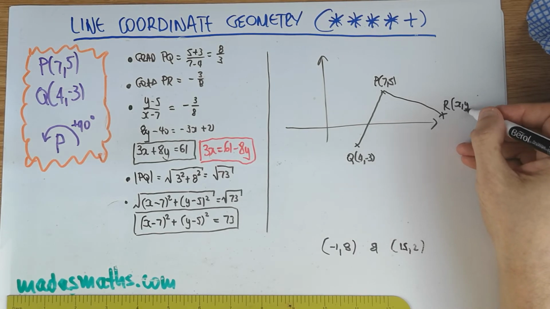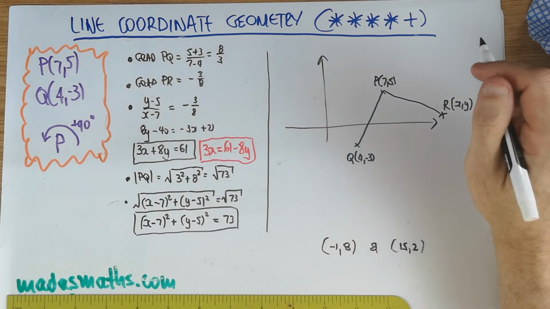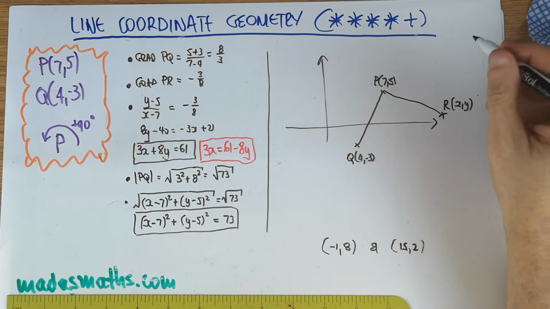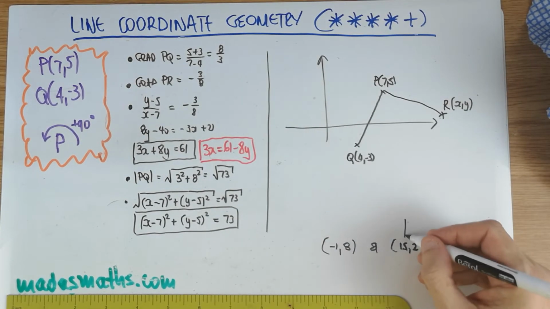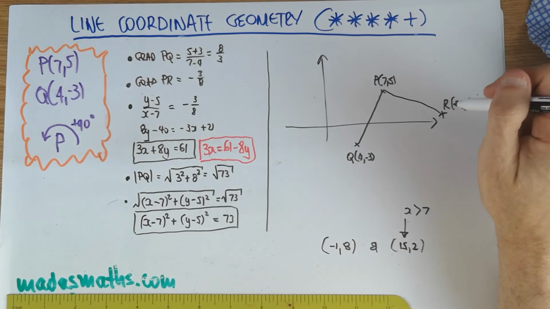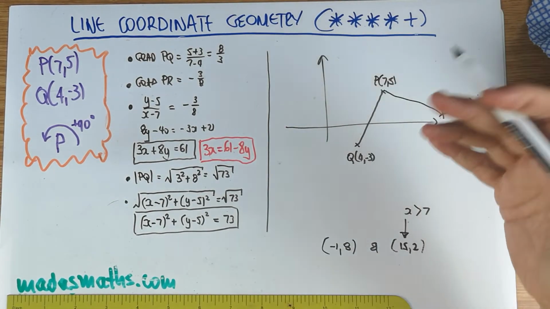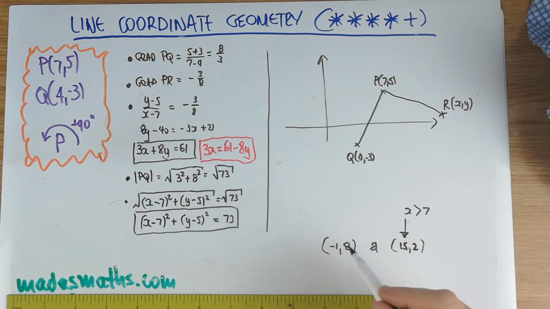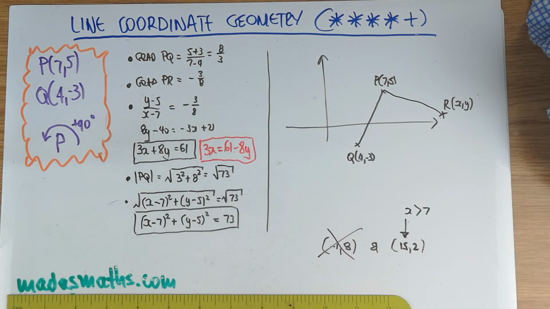And this is either (-1, 8) or (15, 2). Well, quite clearly we can see it's (15, 2). My justification is that the x-coordinate has to be greater than 7, and therefore that's the coordinates in question. In an exam, the mark scheme will just say, not necessarily with justification, candidate rejects the point (-1, 8) and concludes that this is the answer.